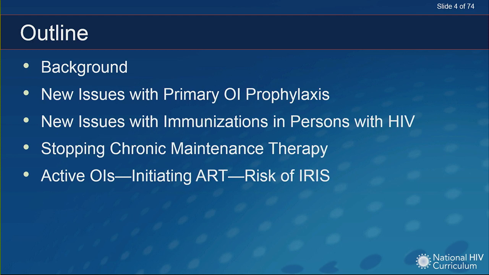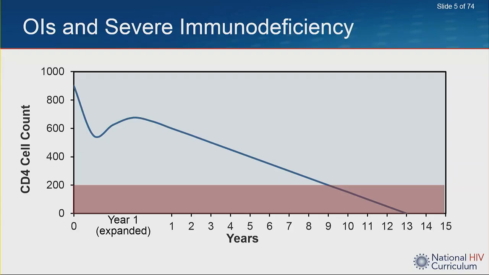This is just the outline of the five topics. I'm going to give a little bit of background about where we are in terms of OIs compared to where we were 10, 15 years ago. Then, as I mentioned, discuss a couple of new issues related to primary prophylaxis, the immunizations, and a couple of things related to when you stop chronic maintenance therapy. Somebody's had an OI, maybe they've been hospitalized, now you're following them up in the clinic, and when do you make that decision that it's okay to stop their toxoplasmosis therapy, or their cryptococcal meningitis therapy? That's an issue that comes up in our clinic all the time, and I chose to address that. And then, as I mentioned last, I'll talk a little bit about the risk of IRIS.